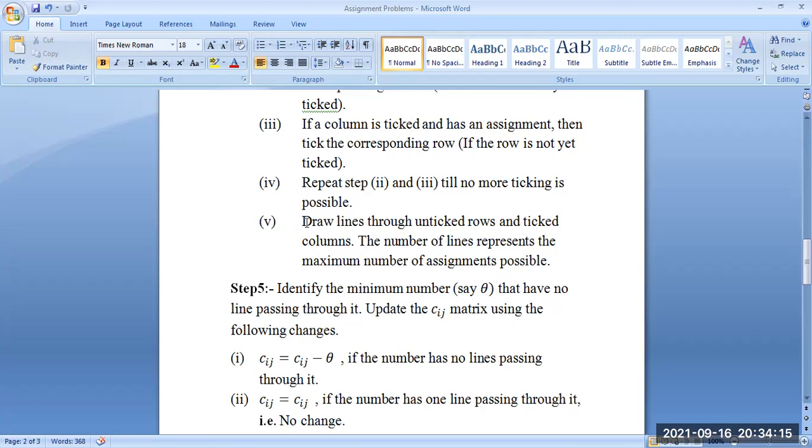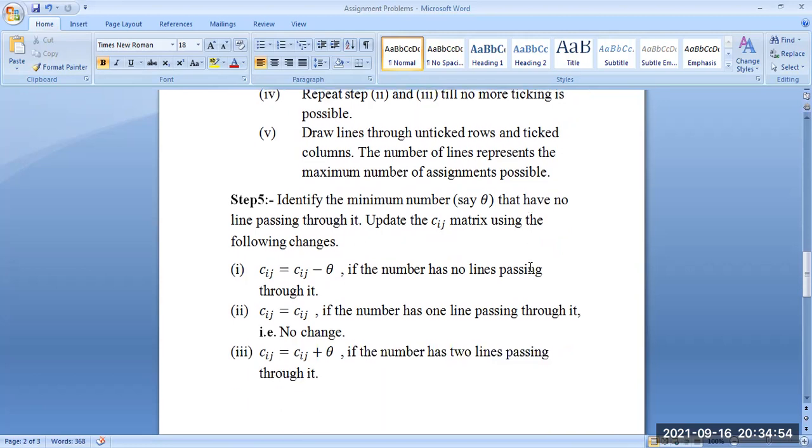So if we draw the lines through unticked row and ticked column, make sure that there is no 0 left outside the lines. It means lines should cover all the zeros. The number of line represent the maximum number of assignment possible. And second thing is important that जितनी लाइन आप ड्रॉ करोगे वो हमें ये भी बताएगा कि कितनी असाइनमेंट हमने की थी. अगर हमने 3 असाइनमेंट की हुई है तो लाइन भी 3 ही आएंगी. So number of assignment is equal to number of lines. So both are equal.